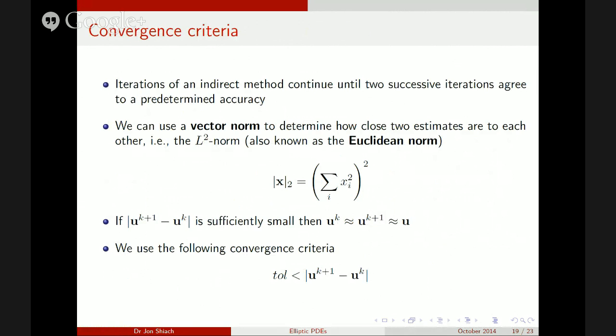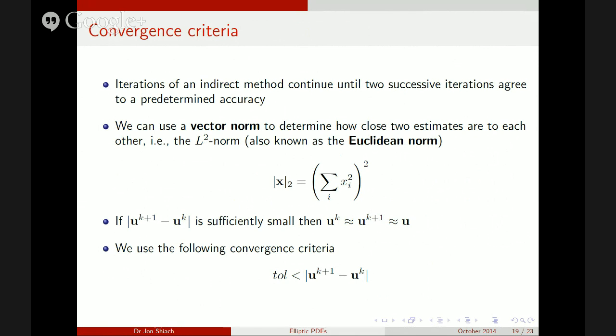Okay. The problem we've got here is if I can keep improving the solution, if I go forever, I'll get the exact solution. But we can't go forever. Obviously, it's not practical. You've only got a limited time. There's more to life than iterating to extreme accuracy. So we need some criterion where we stop. And this is what we refer to as convergence criteria.